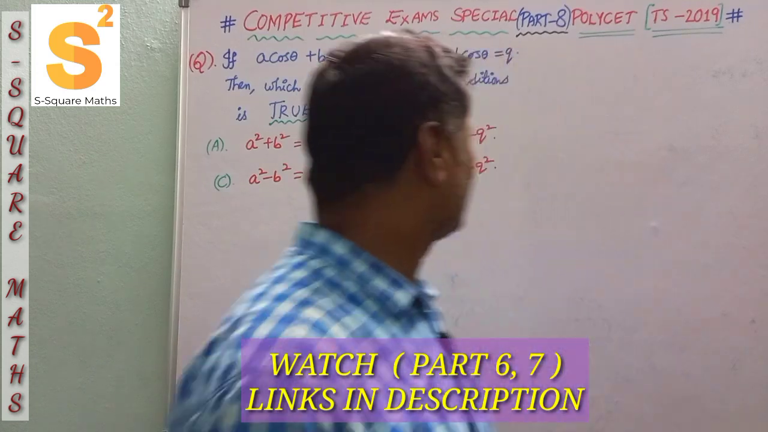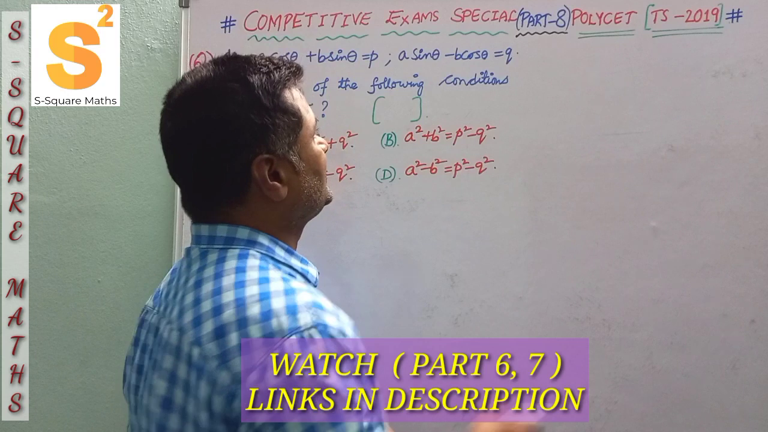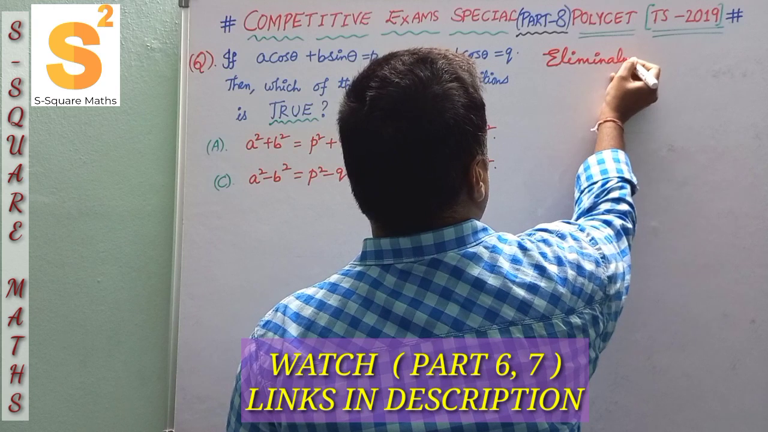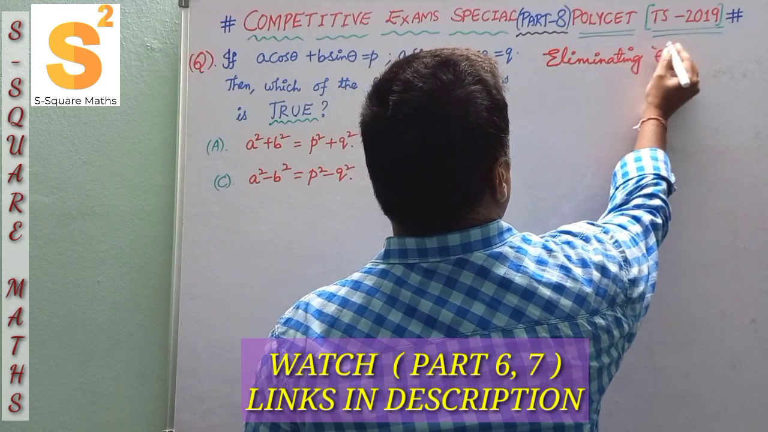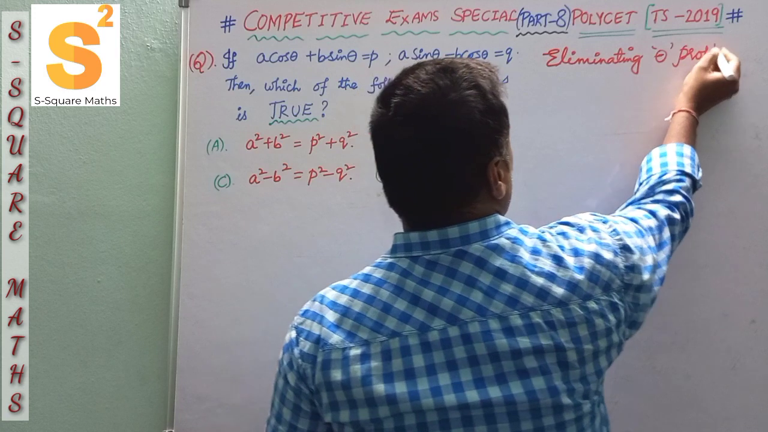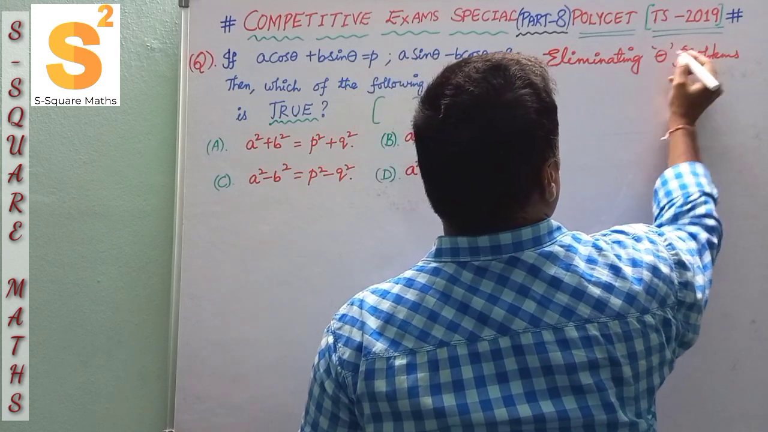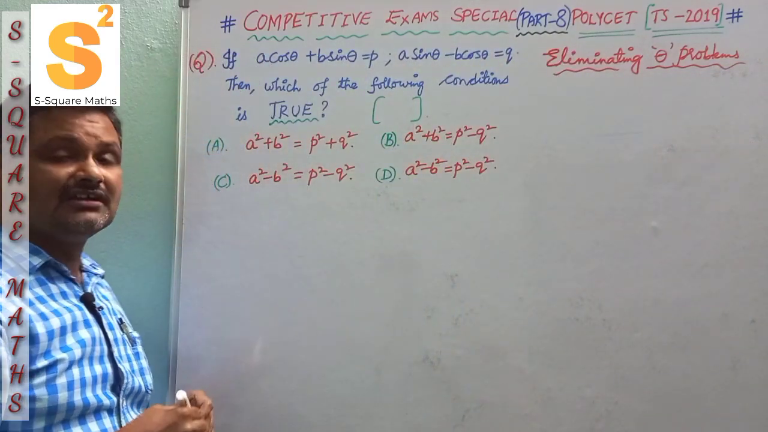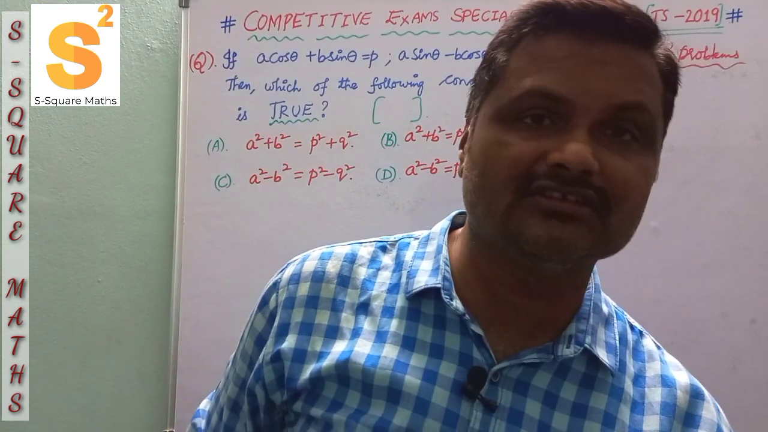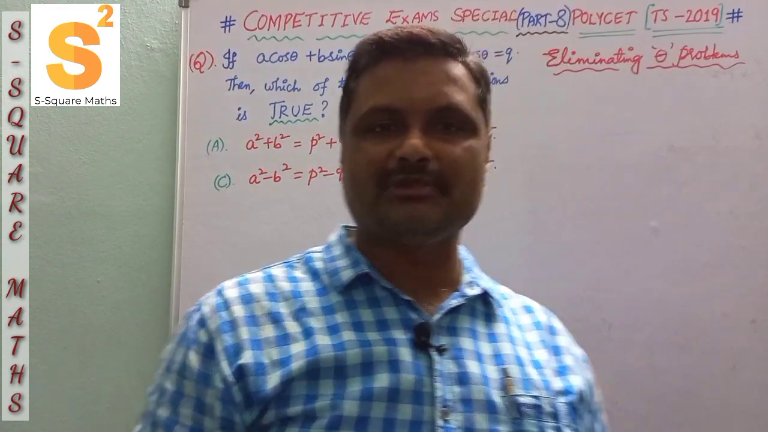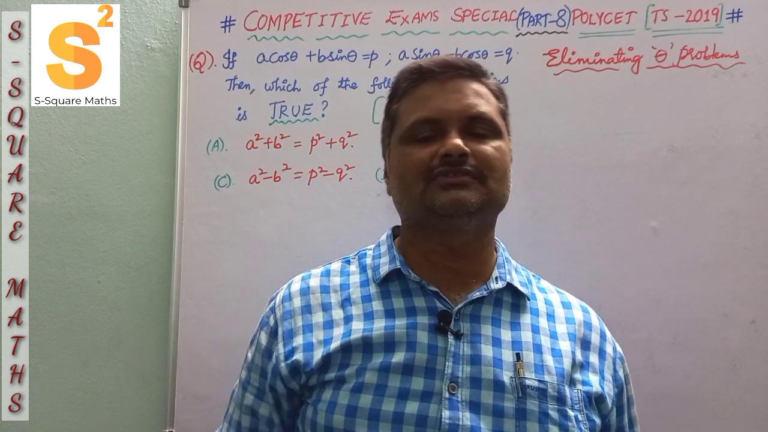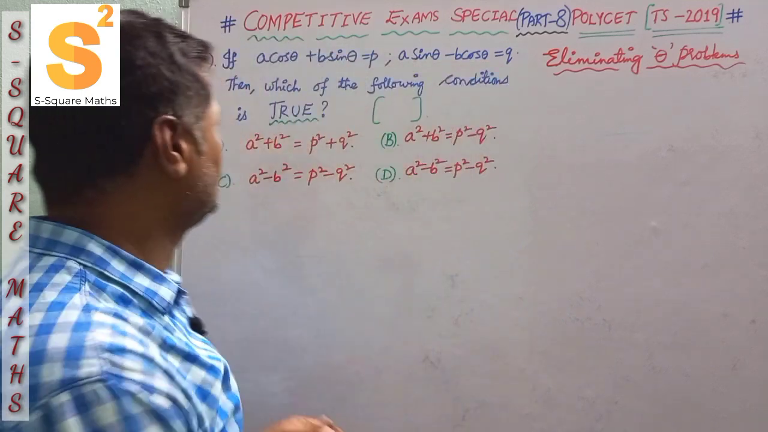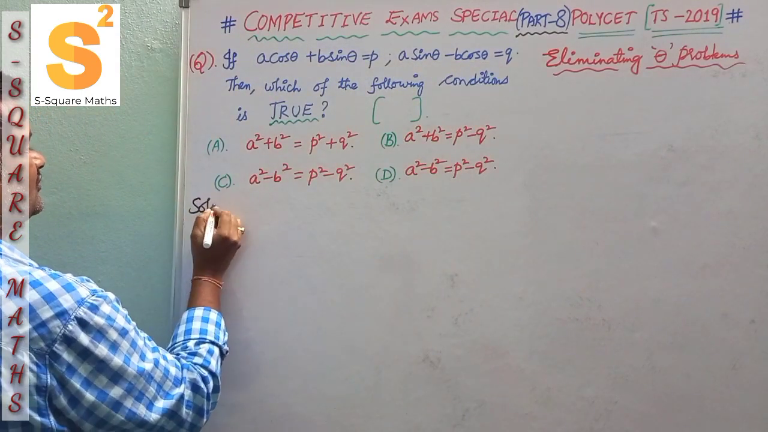So this type of problems are called eliminating theta problems, because in the given options there is no theta, our acute angle theta. Okay, let us go through it now. Please be careful and watch the video completely to get the best knowledge. Don't skip. Okay, so the solution follows.